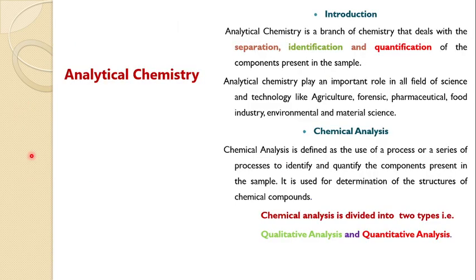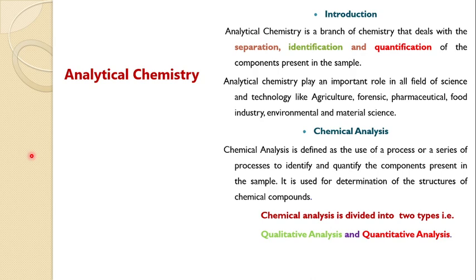So what is meant by analytical chemistry? The definition of analytical chemistry is like that. Analytical chemistry is a branch of chemistry that deals with the separation, identification, and quantification of the components present in the sample. So these three terms are most important in analytical chemistry: separation, identification, and quantification.